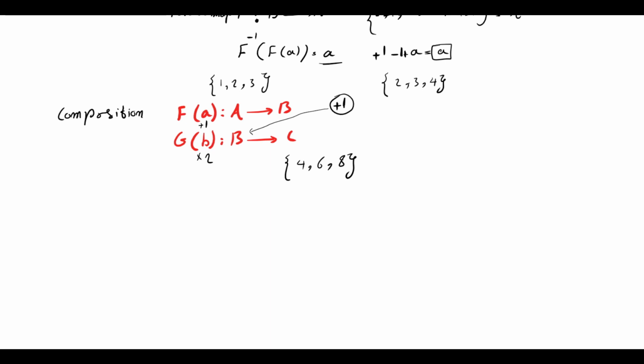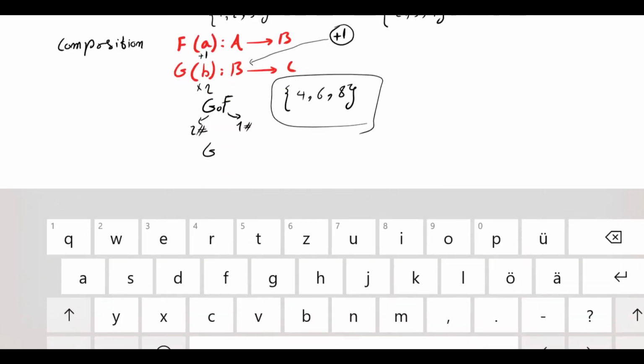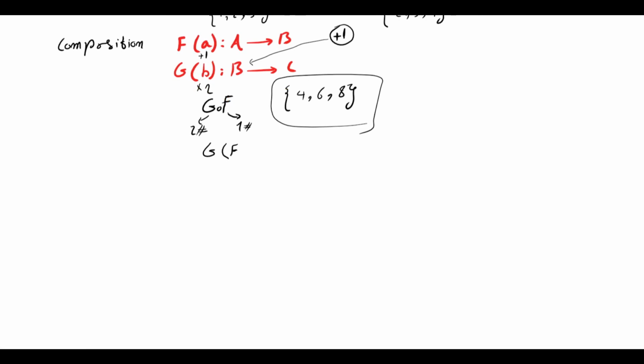How do I show it? If I want to show, for instance, a friend where I brought these numbers, I would say this is a function of G, O, and F, and O means of, and the second one is always what was the first function, and this is the second function. Another way to show G of F is the function G of F of A. So this is the first one, and this is the second one.